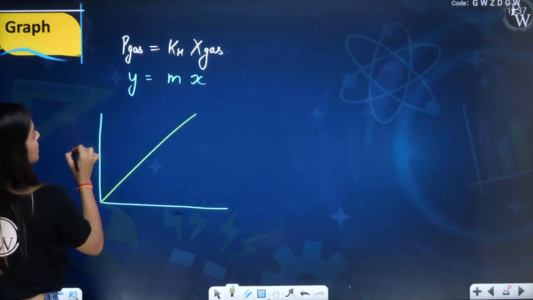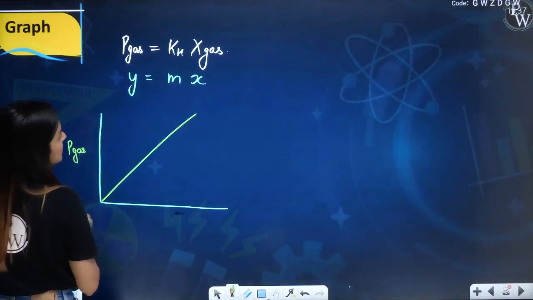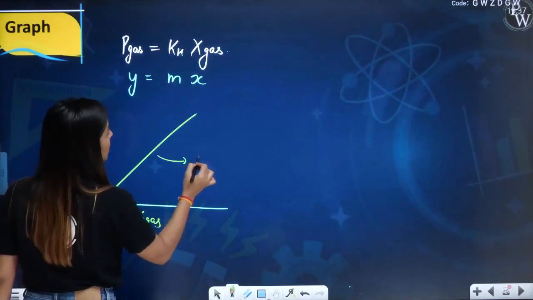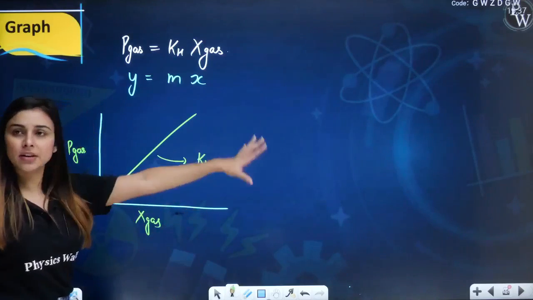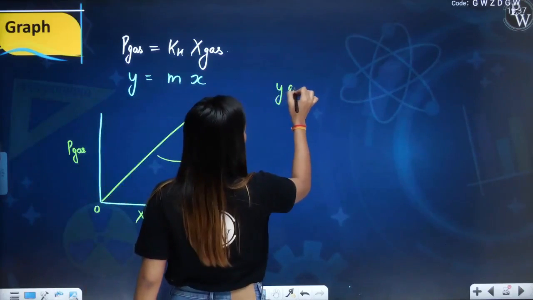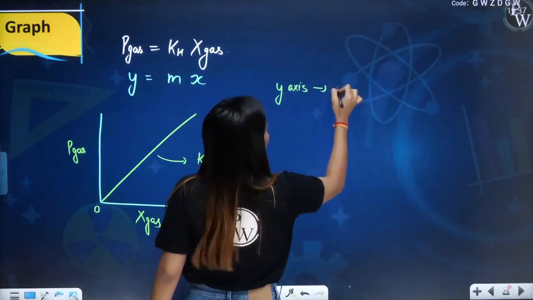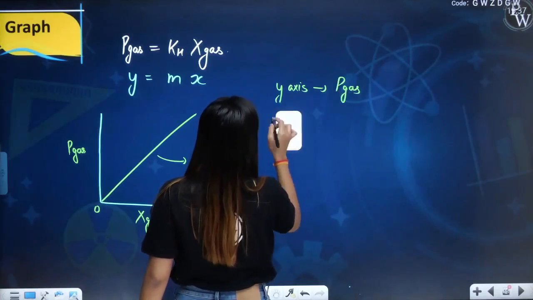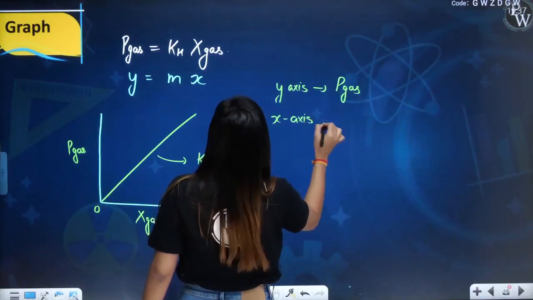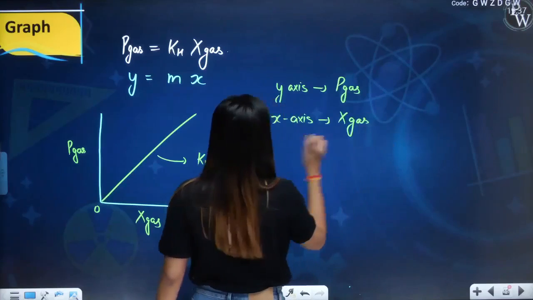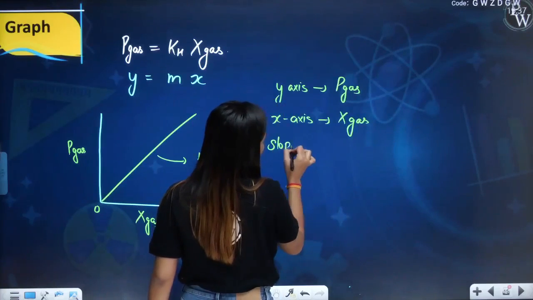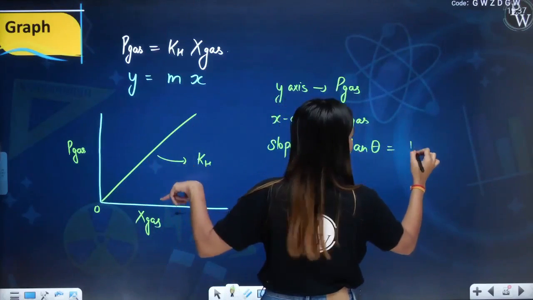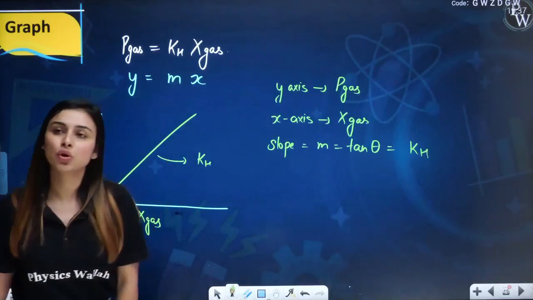Okay, y-axis you have P of gas, x-axis you have mole fraction of gas, and slope will be KH. I'll write here as well, right? Yes, so you have y-axis, P of gas, and x-axis, which is mole fraction of the gas or the solubility, and you have slope. Slope is given by, my dear students, m, which is actually also equal to tan theta, and this is equal to your KH value.